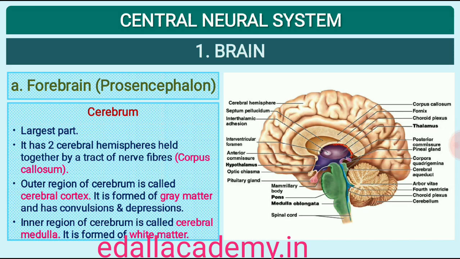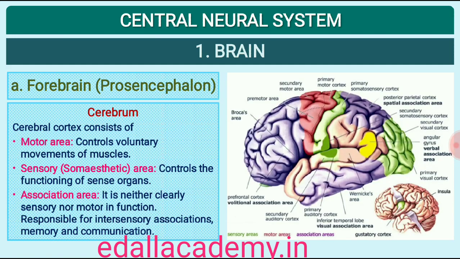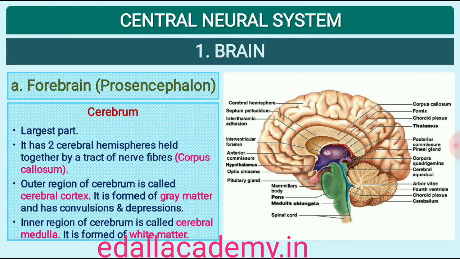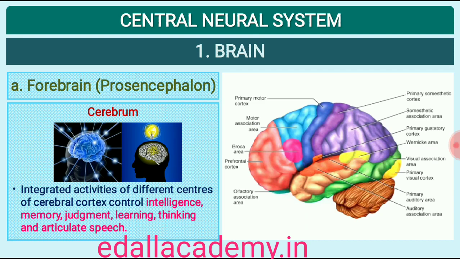The cerebral cortex contains motor areas, sensory areas and large regions that are neither clearly sensory nor motor in function. These regions, called the association areas, are responsible for complex functions like intersensory associations, memory and communication. Fibers of the tracts are covered with the myelin sheath, which constitute the inner part of cerebral hemisphere. They give an opaque white appearance to the layer and, hence, it is called the white matter.